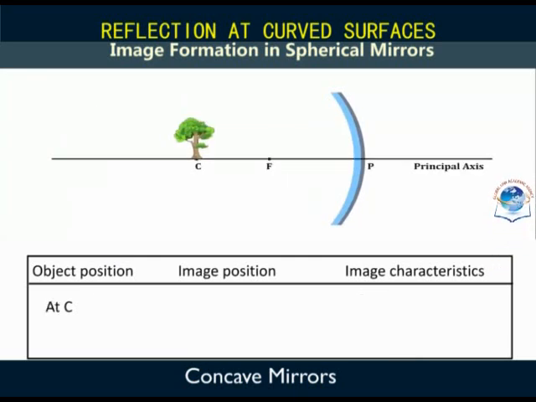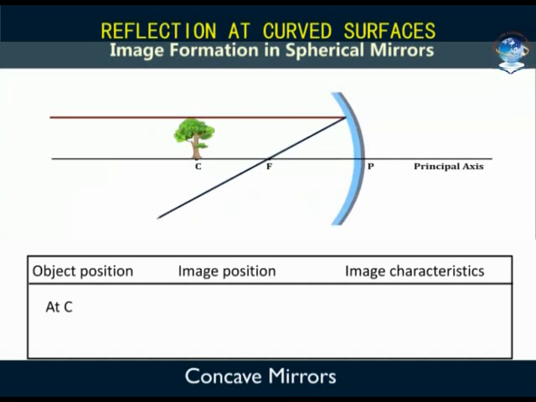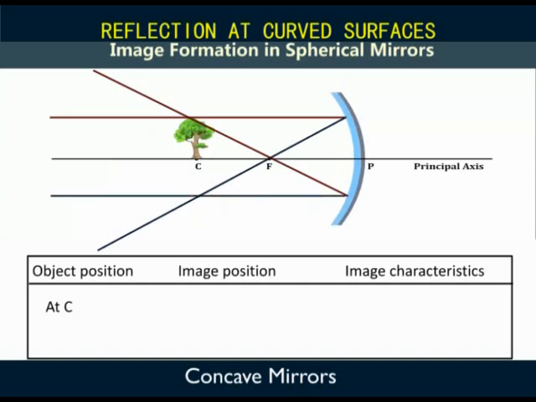Next is an object at C. First ray, a ray parallel to the principal axis. This emerges and passes through F. Second ray, a ray through F, and this one emerges parallel to the principal axis. The image is here. And so, for an object at C, the image is formed at the same point. It is real, inverted, and the same size as the object.